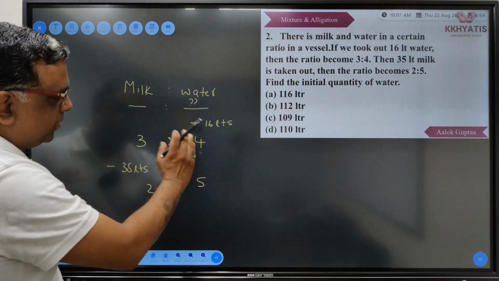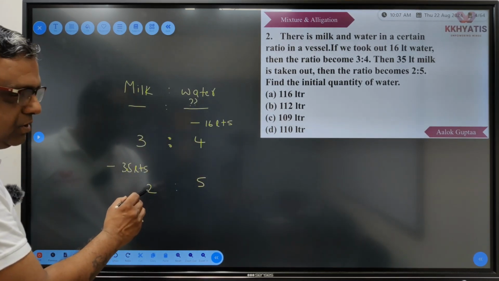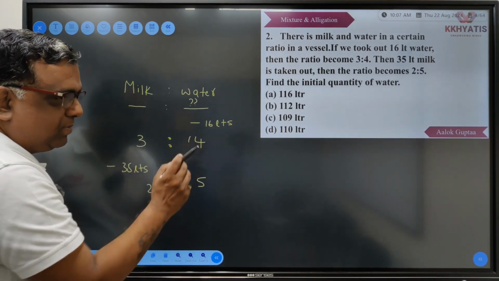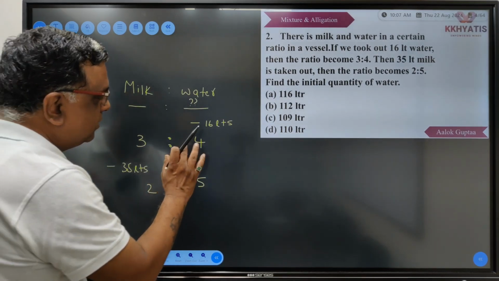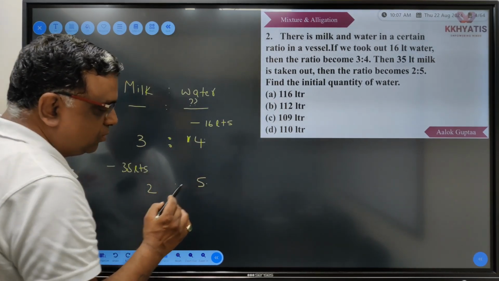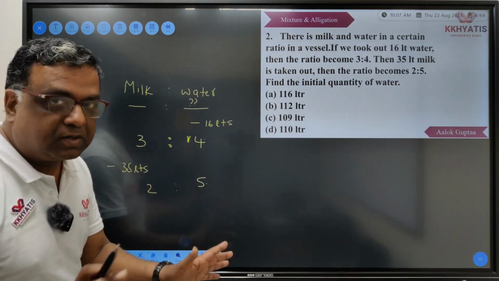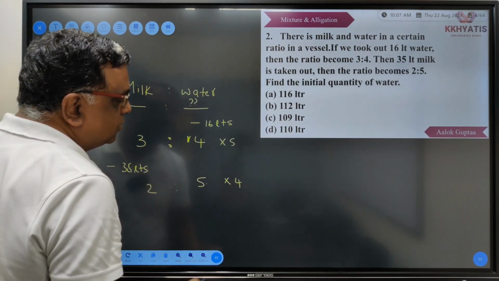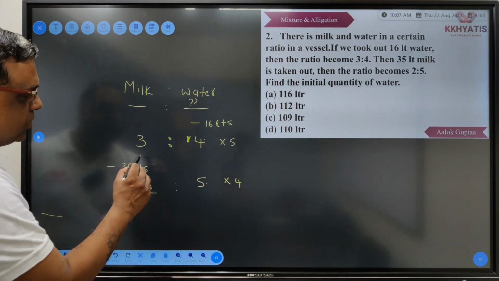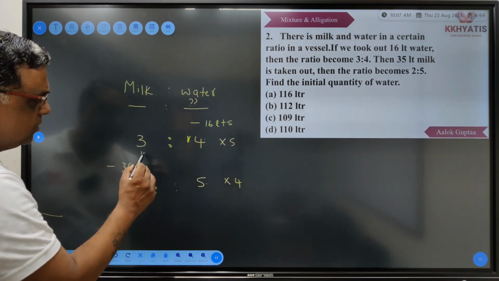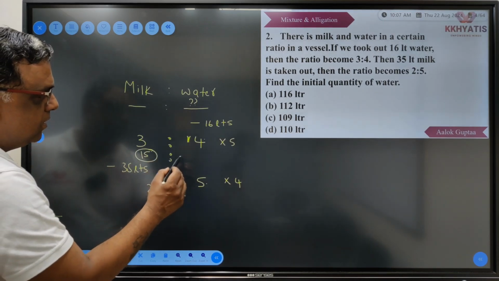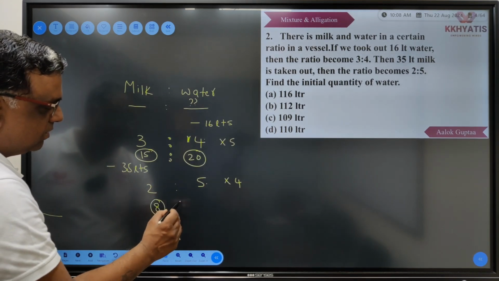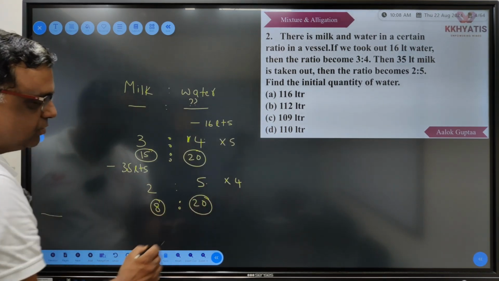In this scenario, the quantity of milk was being taken out, which means water remains untouched. But if water remains untouched, this value and this value, the ratio should be same. But right now they are not same. So what I will do, I will multiply this by 5 and I will multiply this by 4 so that they become same. So when I multiply this by 5 and this by 4, this ratio will become 15 is to 20, and this ratio will become 8 is to 20. So these are the new ratios.